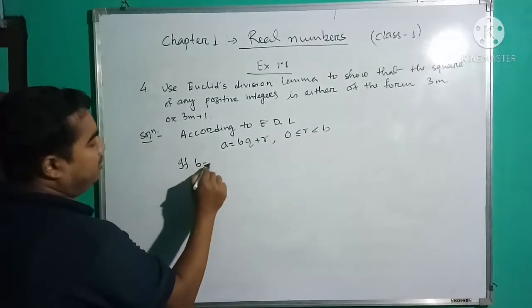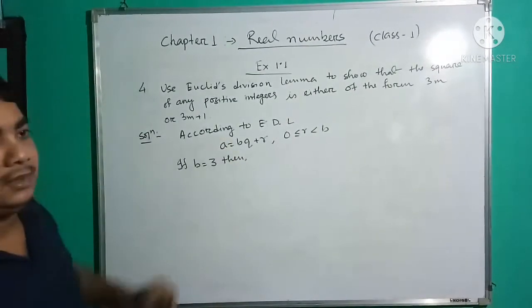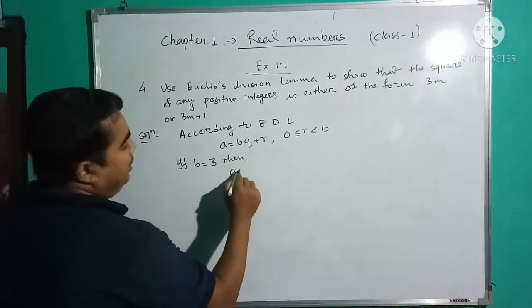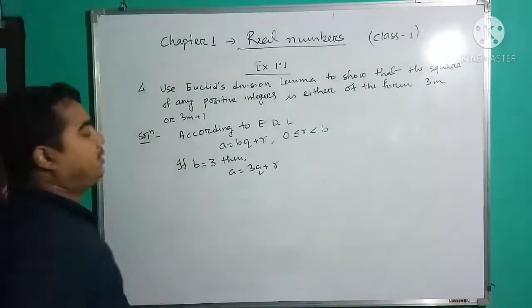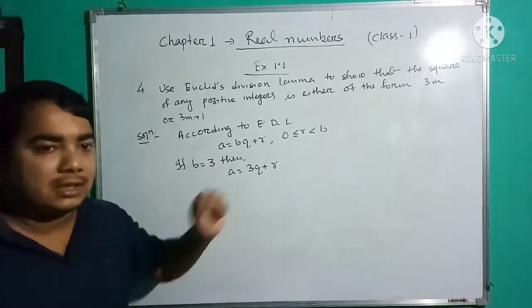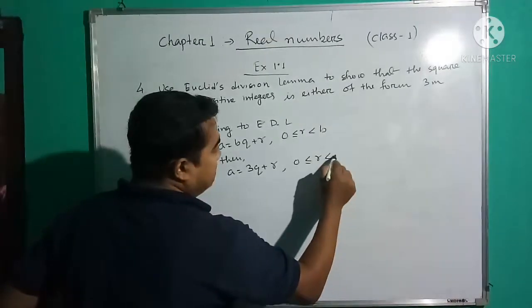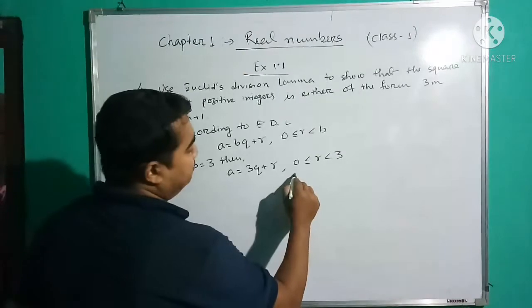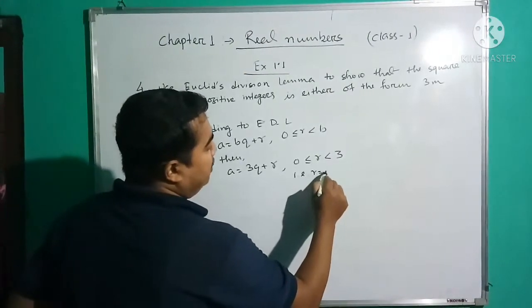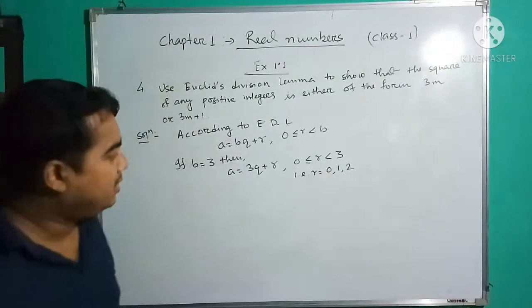If b equals 3, then a equals 3q plus r, where 0 is less than or equal to r is less than 3. That means r equals 0, 1 or 2. That means less than 3.